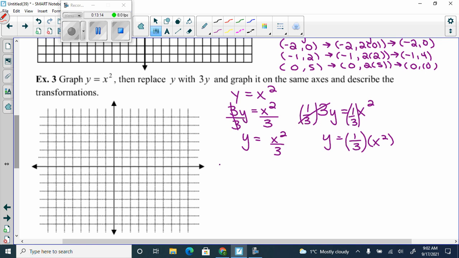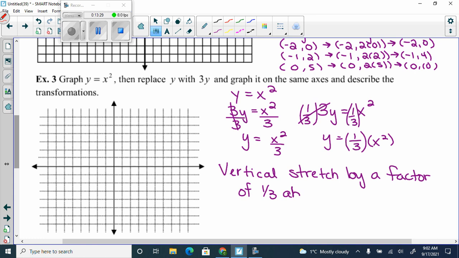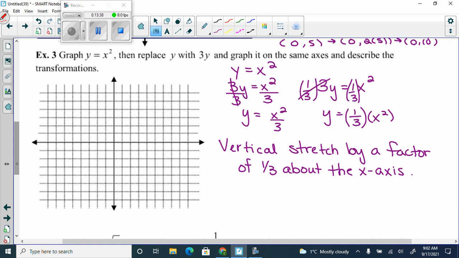So here we have a vertical stretch by a factor of 1/3 about the x-axis. So if I graph the original, the y equals x squared, it's at 0, 0, 1, 1, negative 1, 1, 2, 4, negative 2, 4.